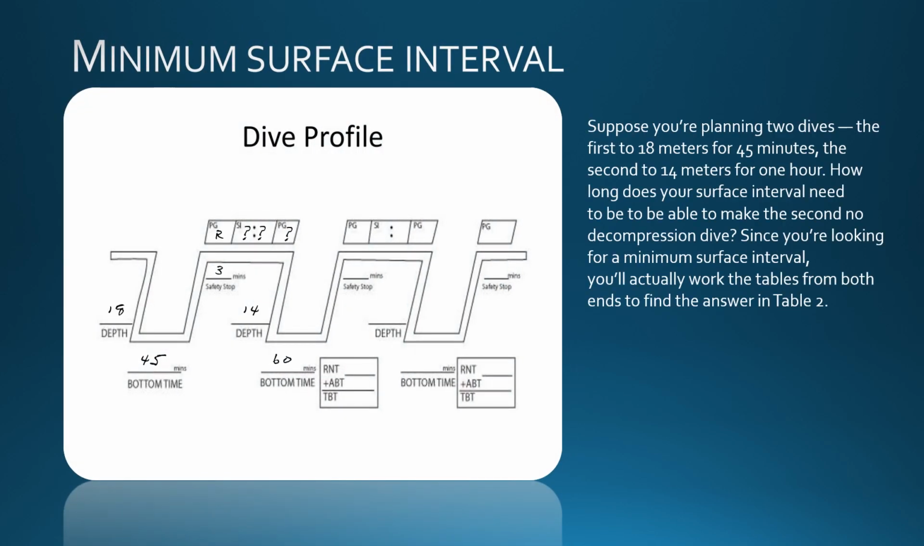Let's say you wanted to make 2 dives and needed to know what the minimum time you need to stay above water was. In other words, what's our minimum surface interval between 2 dives? If we just finished a dive to 18 meters for 45 minutes, and we want to head back into the water as soon as possible for a 14-meter dive at 1 hour, how would we find our minimum surface interval?